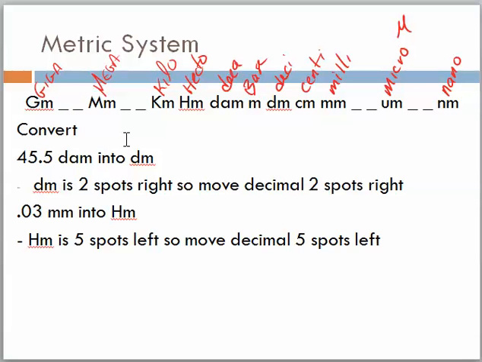45.5 decameters into decimeters. Well, if I was going to convert this, I would say decimeters is two spots to the right. So move your decimal two spots to the right. It's really not that much harder than that. So as you see here, I would be at 45.5 decameters.